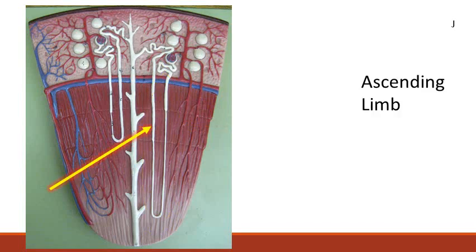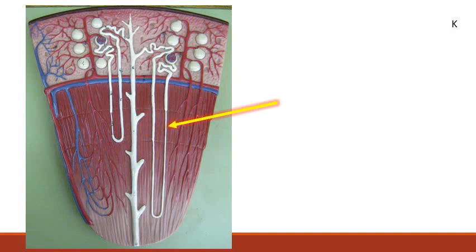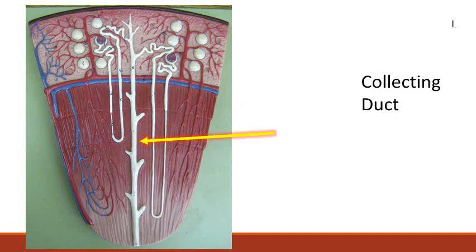Here we have the ascending limb. So we have an ascending limb, and you'll notice that it does get thicker, and then it's thinner down here, and this is the descending limb. This is going to be the collecting duct, and we'll talk about these structures a little more in depth in lecture. So it really helps to kind of understand what they look like before you get to the conversation.